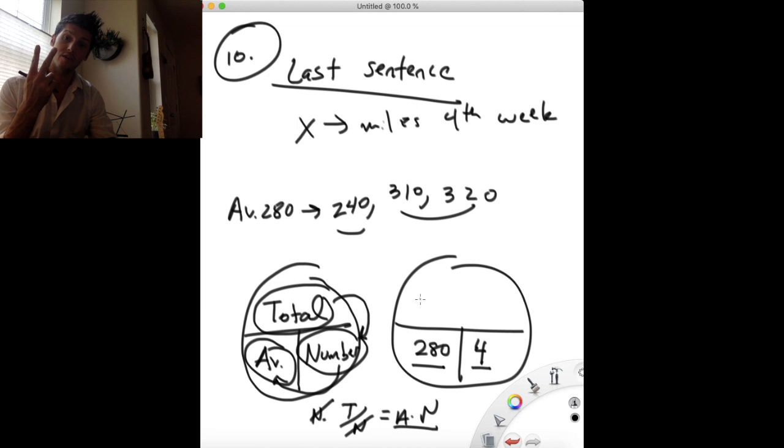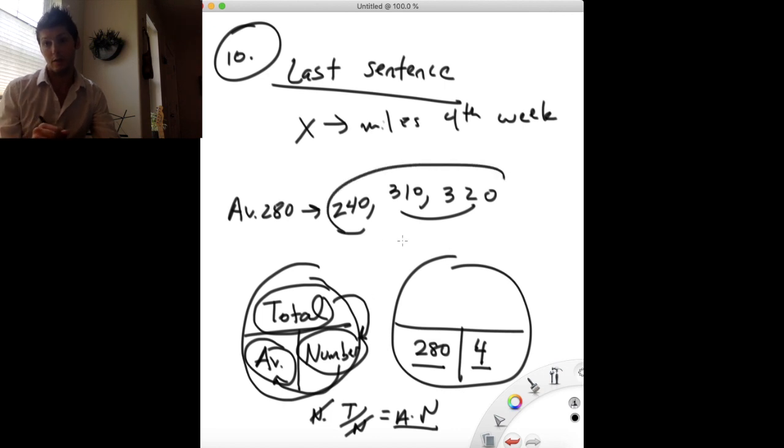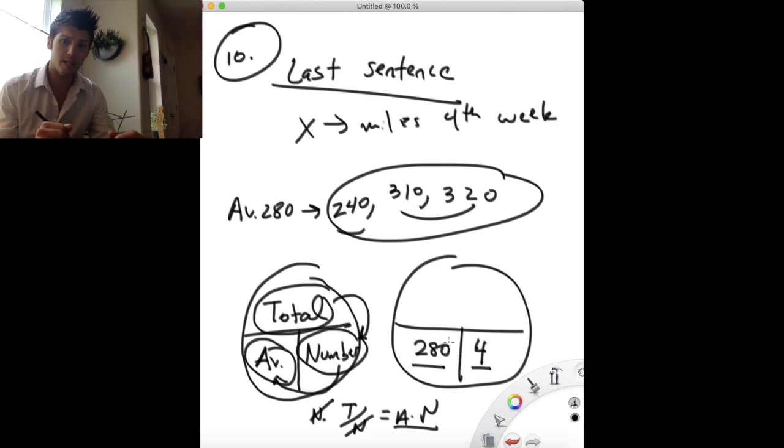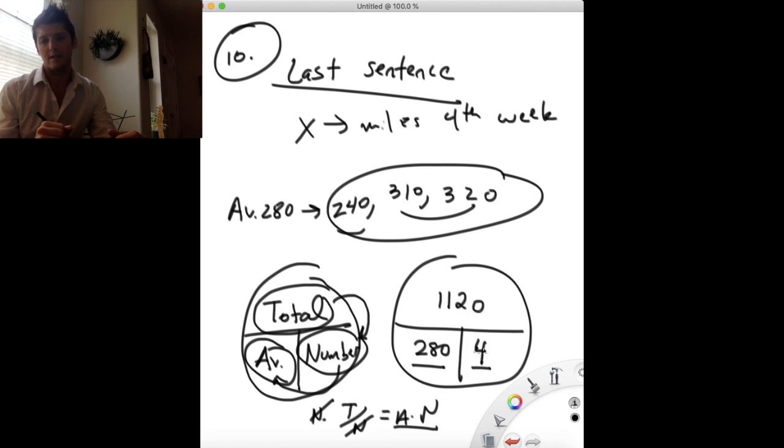There are two ways of calculating totals: add everything up, or multiply average times number. We can't add everything up because we don't know what everything is. We know what 3 of the things are, but not all 4, and that'll come in handy in a second. Well, what's 280 times 4? Use your calculator for that, but that's, I believe, 1120. That's 800 plus another 320. Okay, so I need to get 1120.